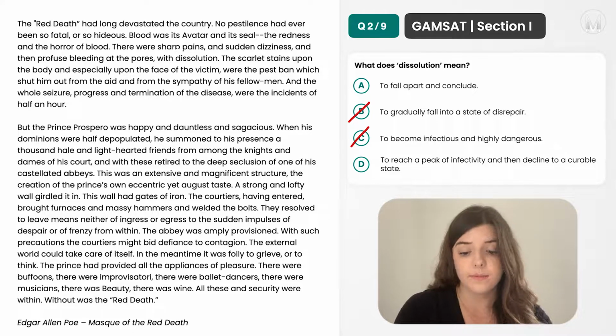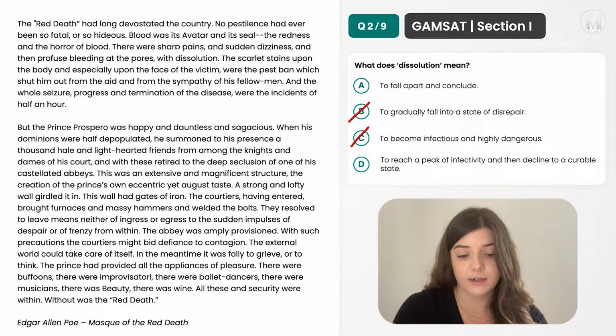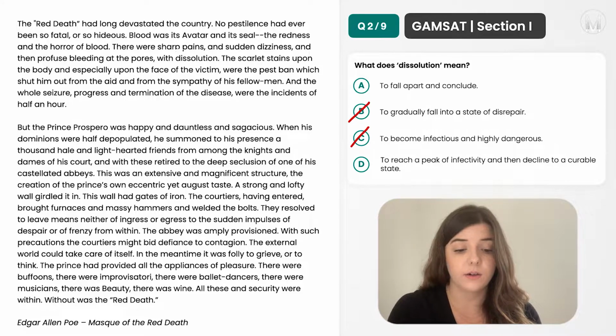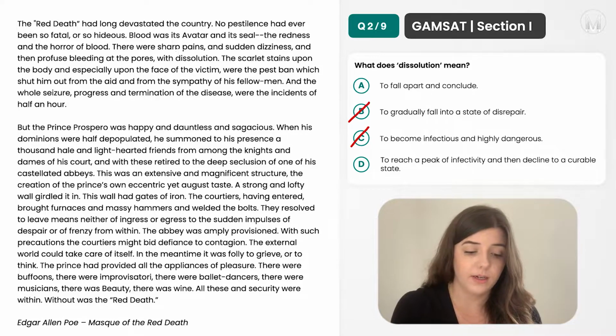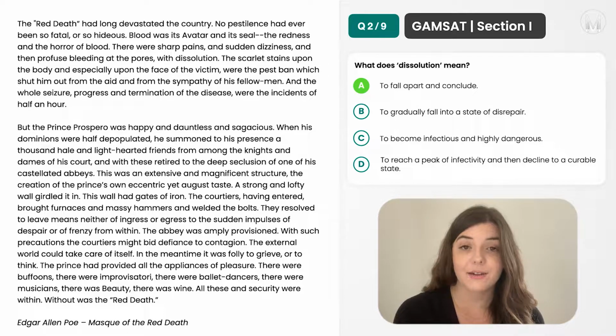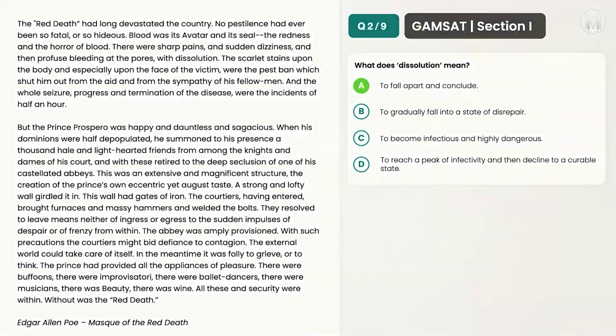Then option D, to reach a peak of infectivity and then decline to a curable state. So this is definitely wrong because there's nothing about being in a curable state. And we mentioned just in the few words beforehand that there's profuse bleeding at the pores. So this does not suggest that they're reaching a curable state. So we can rule out option D. And that makes option A the correct answer to question 2.